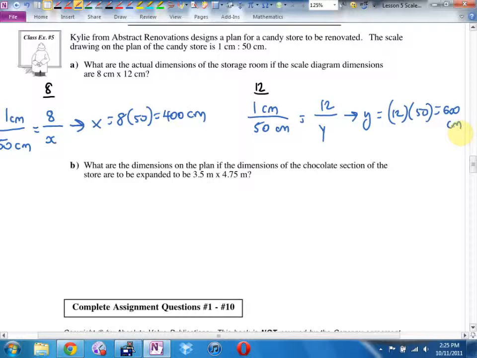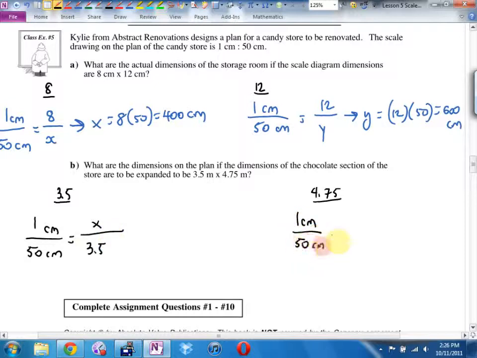Okay. B. What are the dimensions on the plan if the dimensions of the chocolate section of the store are to be expanded to be 3.5 by 4.75 meters? This 3.5 and 4.75, is that from the plan or is that real life? Well, what are they asking me? What are the dimensions on the plan? So I think this time it's going to be, and again, I'll do the 3.5 over here, and I'll do the 4.75 over here. It's still going to be 1 centimeter to 50 centimeters, but this time I think X is on the plan. Real life is 3.5. It's still going to be 1 centimeter over 50 centimeters, but this time I think Y, I'll use Y, is on the plan over 4.75.